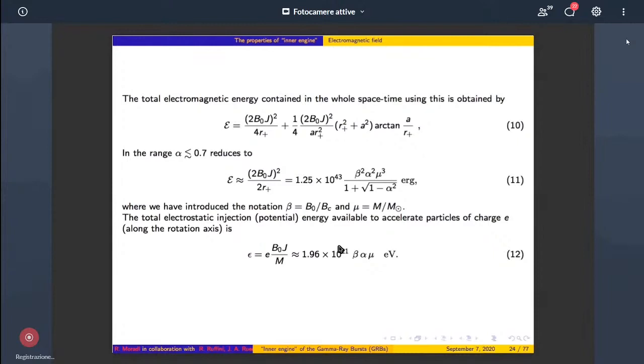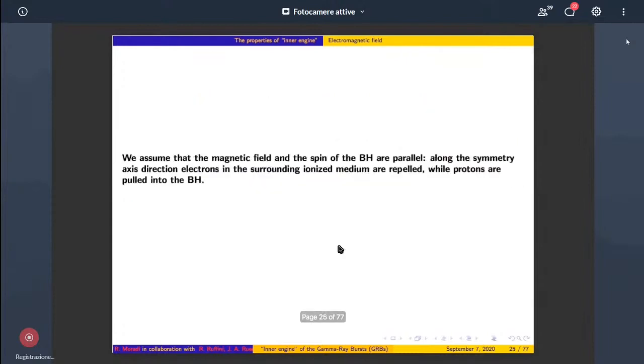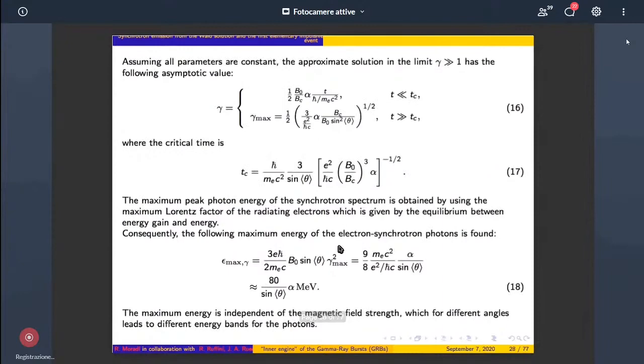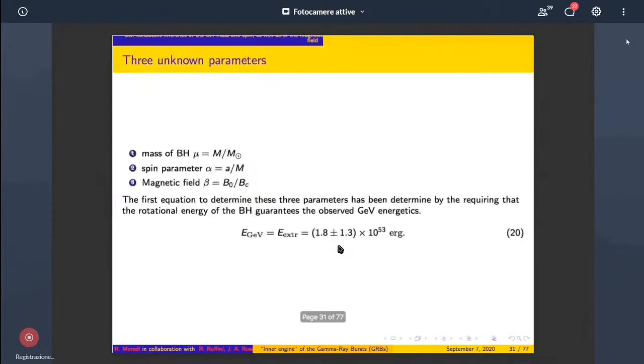So now we have an inner engine which has a Kerr black hole and an external magnetic field. The Kerr black hole has its own characteristic rotation and mass, and we have the external magnetic field. So we need a mechanism to determine these three parameters of our inner engine. Here, I will skip this because there are details of the calculation.